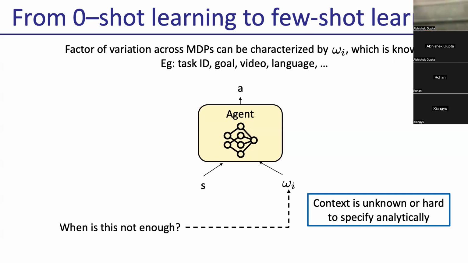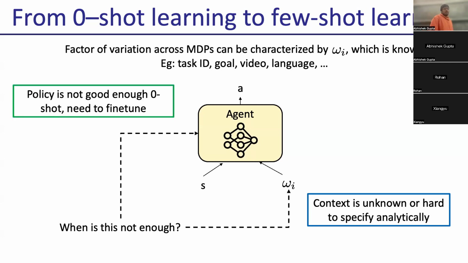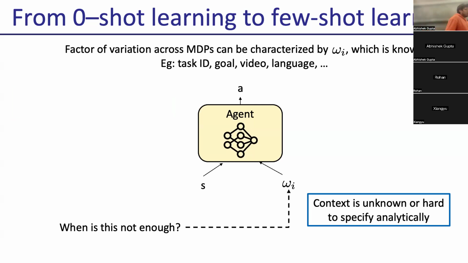There's a couple of settings where you want this. The first setting is when the context is unknown or hard to specify analytically. For instance, one example is when your task is not specified well by a single language instruction, but instead you really want the robot to navigate a particular way and have a particular style, which is a little hard to verbalize.